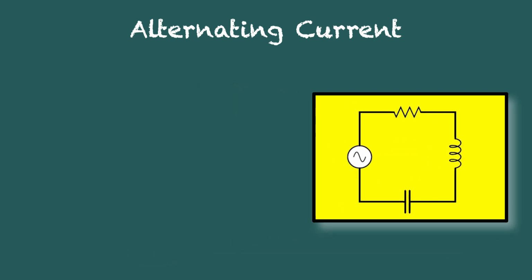This is another video in my series on alternating current. In this video, I'm going to work on an alternating current circuit example using real numbers.